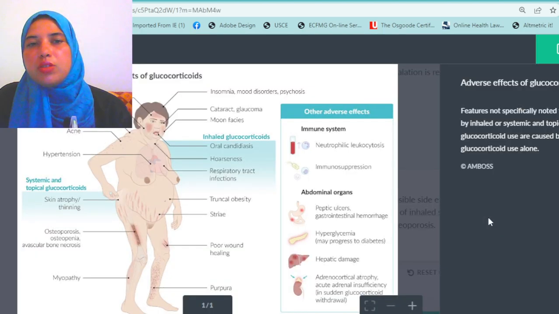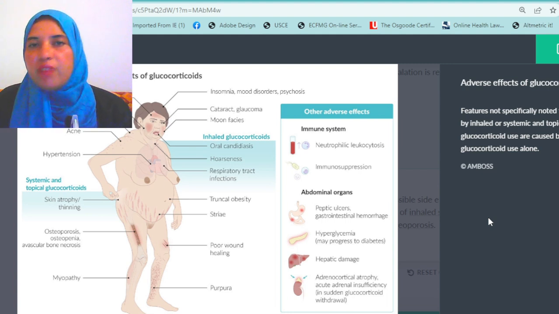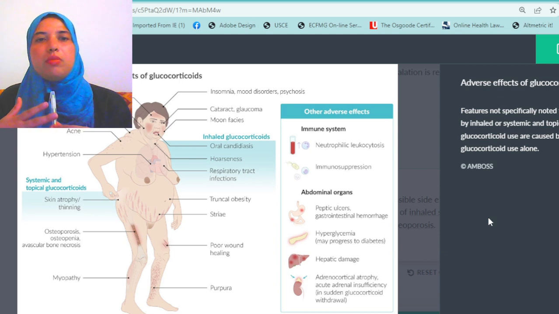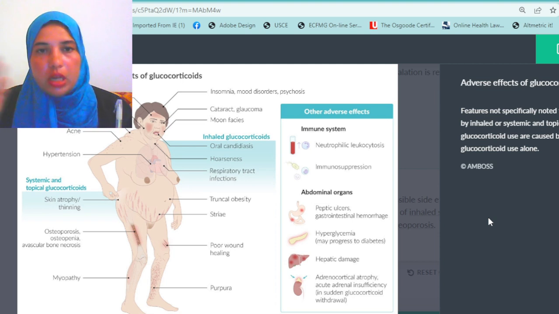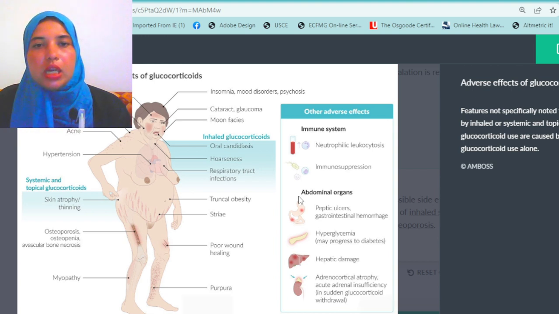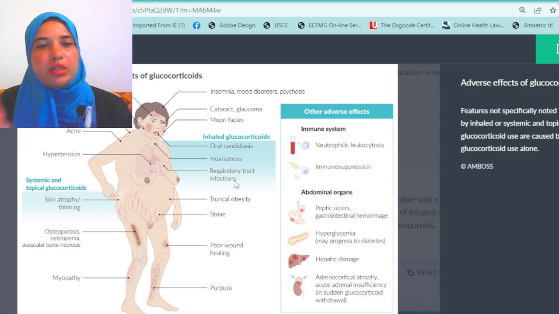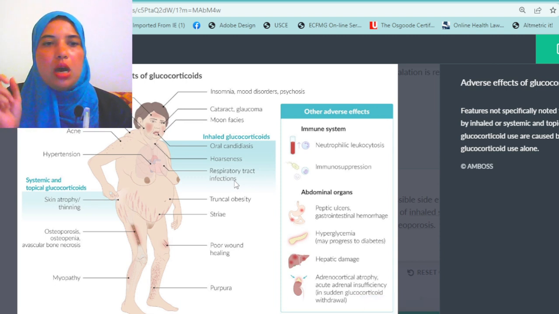There's also this, which is nice as well. So again, you need a quick image of the adverse effects of glucocorticoids. You can go through this in a second, and again, you're learning as you go. You're not being tested. You shouldn't feel bad if you answered this question correctly. It's just nice. So I need a refresher on the adverse effects of glucocorticoids. As I'm studying, I'm going to be like, okay, insomnia, cataract, glaucoma, that's important, moon phases. Inhaled glucocorticoids: you have the risk of oral candidiasis, hoarseness, respiratory tract infection. You have truncal obesity, striae, poor wound healing, that's important, myopathy, that's important, skin atrophy, thinning.